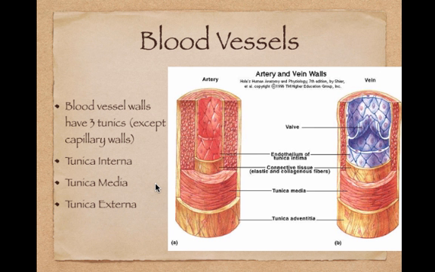The inner layer, which lines the lumen, or the hollow center of the blood vessel, is called the tunica interna. This is simple squamous epithelium, and this gives the inside of the vessel a smooth surface for blood to travel through. The next layer is a tunica media, which is a layer made up of smooth muscle and elastic tissue, and the sympathetic nervous system can control this smooth muscle tissue and can either constrict or dilate the blood vessels depending on the needs of the body. Tunica externa is a layer of tough connective tissue, and this is for protection and support of the vessels.